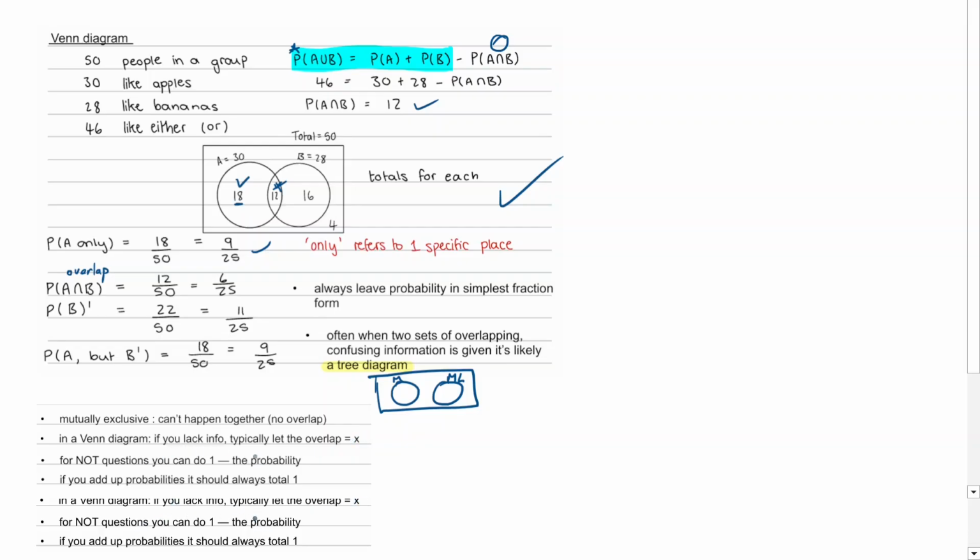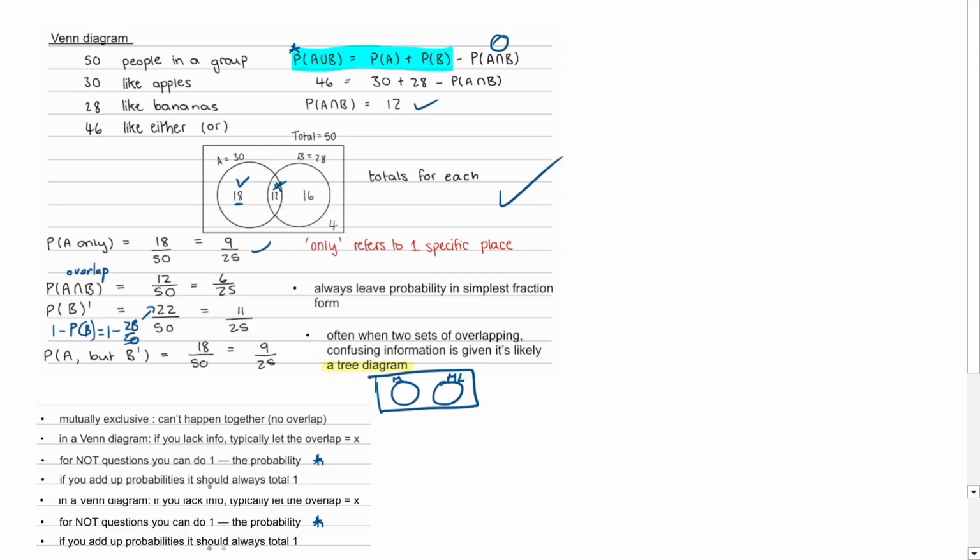If you have a not question, you can do what I did where I covered everything and saw what was left to work out. Or for the probability of not being in B, I could have said it's 1 minus the probability that I was in B. And so it would be 1 minus the probability of B, 28 out of 50, and that would have left your answer of 22 over 50, and then you simplify it from there. So that's another way that you can do not questions.